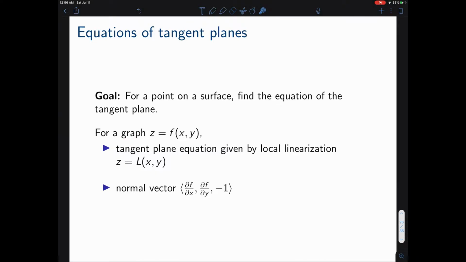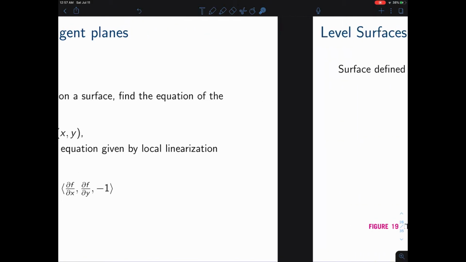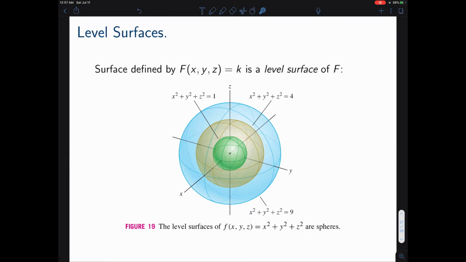If our surface happens to be a graph z equals f of x, y, then we know how to find a tangent plane equation. We would just use the local linearization z equals L of x, y. And we know the normal vector to that was partial f partial x, partial f partial y, minus 1. But what about other surfaces? An important case to consider is level surfaces.